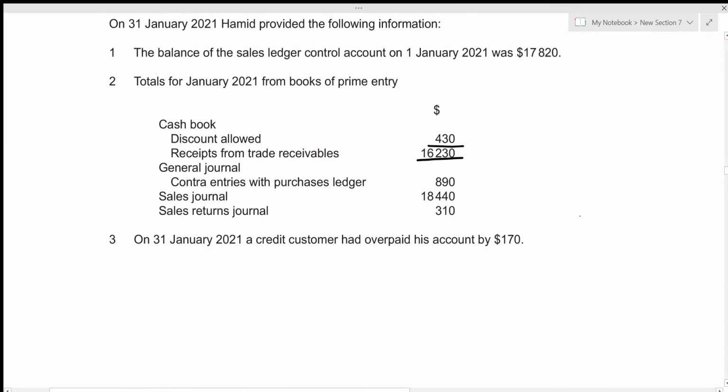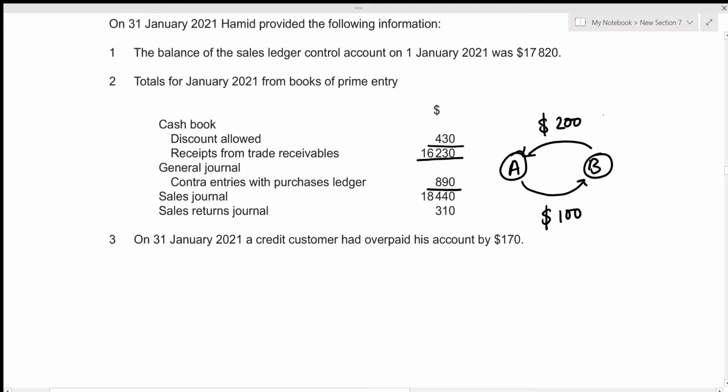Now another information is the contra entries with the purchase ledger of 890. So contra is a thing which is like a cutoff between sales and purchase. So if I am A and there's a second party called B, and if I purchase goods worth 200 from B, and if B purchases goods worth 100 from me, then out of the 200, 100 we can just cut off from both of these amounts, right?